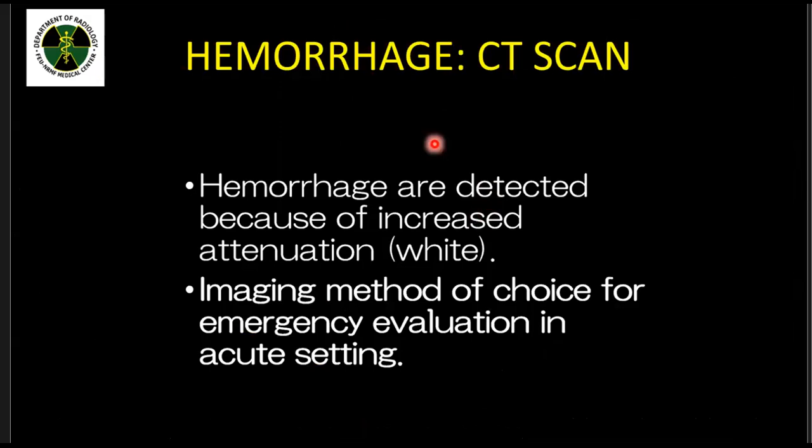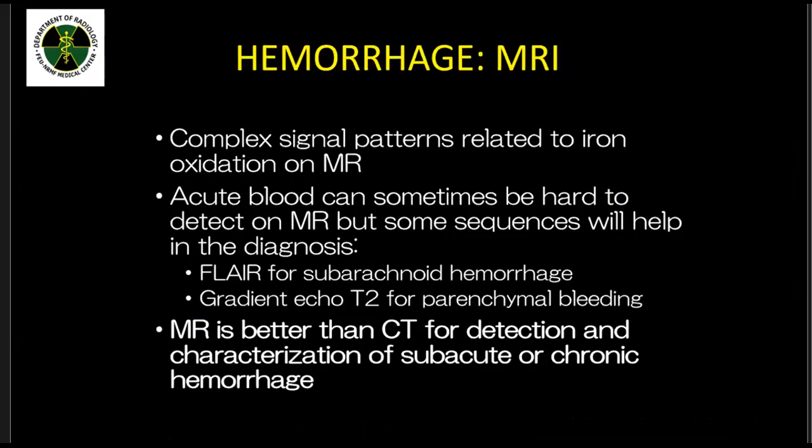So for hemorrhage on CT scan, hemorrhages are detected because of increased attenuation. The imaging method of choice for emergency evaluation in the acute setting is CT scan. For hemorrhage, the MR signal of blood depends on a complex interplay of multiple factors, and the dominant mechanism is the oxidation state and localization of iron species related to hemoglobin. So always remember that MR is better than CT for detection and characterization of subacute or chronic hemorrhage.